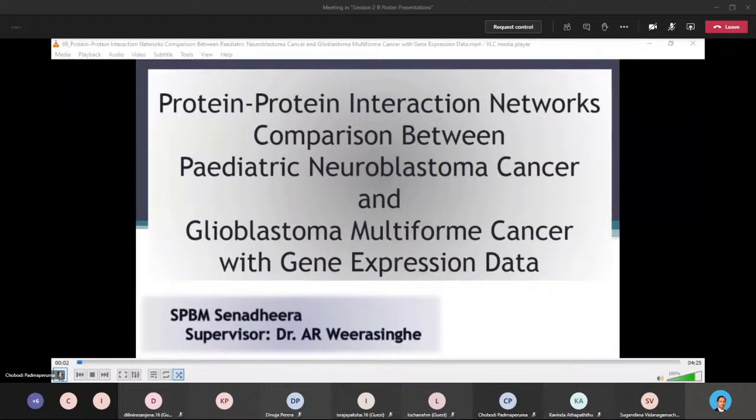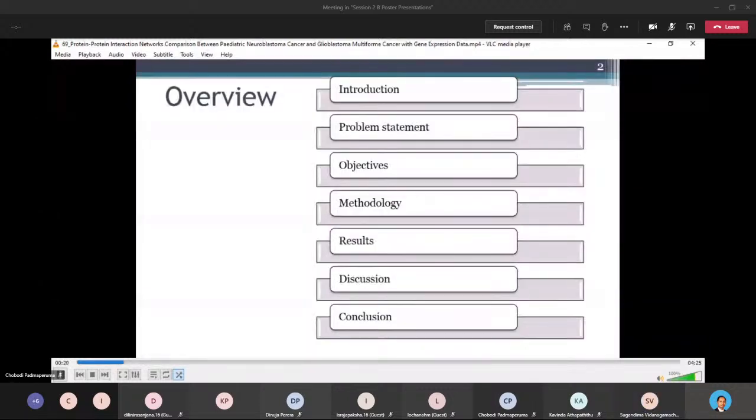Karthika. My supervisor is Dr. A.R. Veersingh. Bhagyasena. My supervisor is Dr. A.R. Veersingh. Our research topic is protein-protein interaction networks, comparison between pediatric neuroblastoma cancer and glioblastoma multiforme cancer with gene expression data. Overview of our presentation starts from introduction, problem statements, objectives, methodology, results and discussion and conclusion.